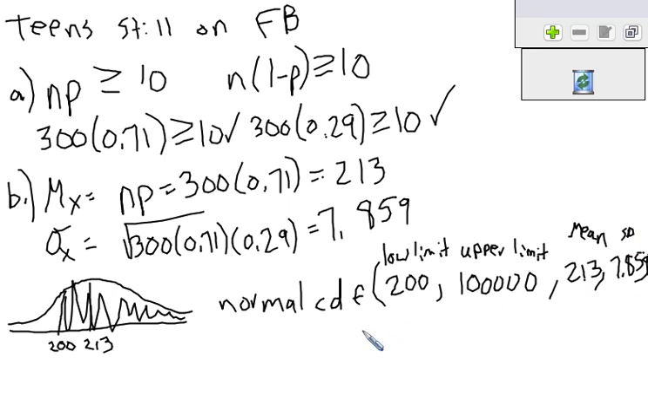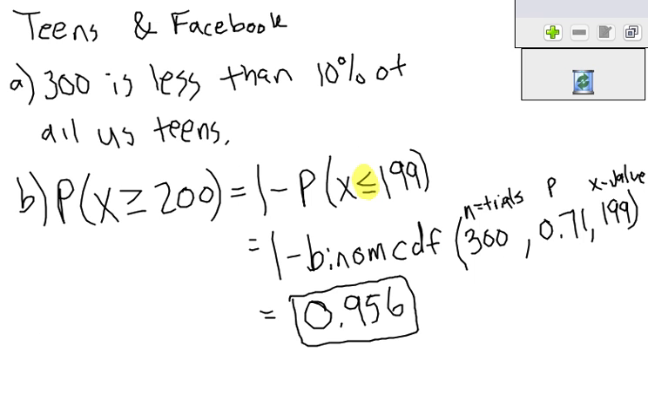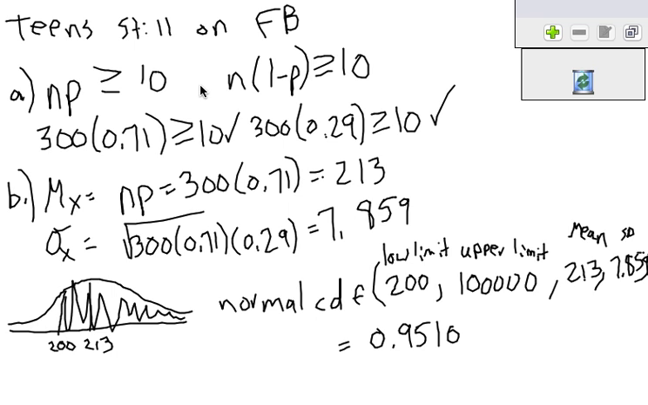And you get your answer, which would be 0.9510. So a 95.1% chance that more than 200 would be using Facebook, which, when we did that same problem using binomial, was very, very close to that. So you can see the lines up based off of however you do it. And we have one more question here on the alternate examples.